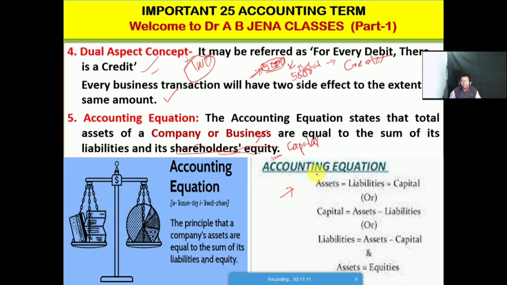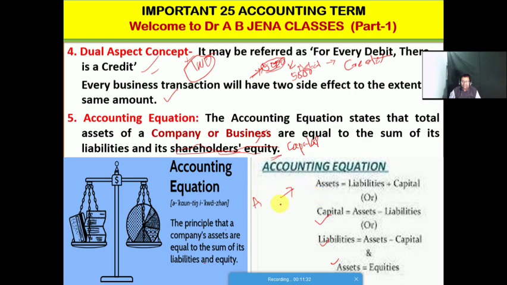Again we will simplify the accounting equation. Assets is equal to liabilities plus capital, or capital is equal to assets minus liabilities, or liabilities can be assets minus capital, or assets is equal to equities.